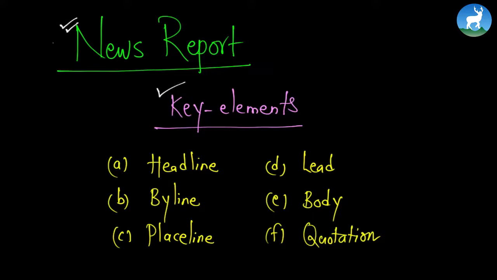So whenever we are going to draft some news, we use these different elements from headline to quotation, right? So we have headline, byline, placeline, lead, body, and quotation. Now, one by one, let us study and understand what these different elements mean. These are the 6 different elements that we use whenever we are writing about any kind of news, right? So let's start from the headline.